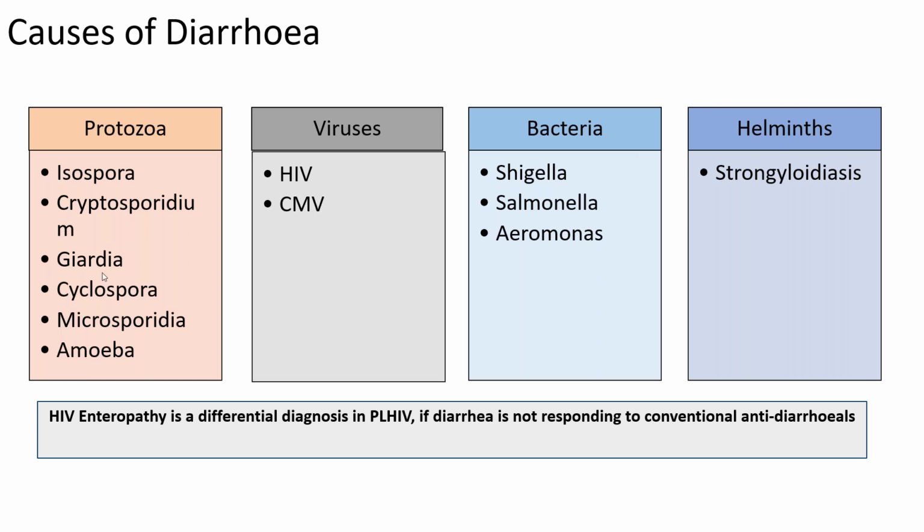Diarrhea can be because of multiple protozoa: Isospora, Cryptosporidium, Giardia, Cyclospora. It can be because of viruses. HIV itself can give rise to diarrhea. CMV involvement, disseminated, especially GI involvement. Never forget Salmonella, Shigella, which also can present as diarrhea. And strongyloidosis, especially among helminths, is seen more to occur in these patients.